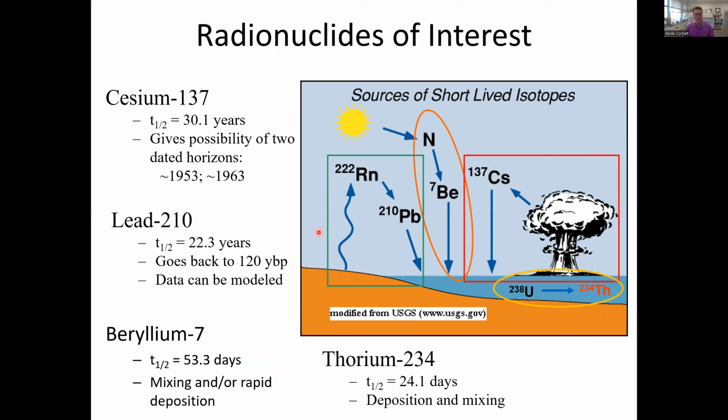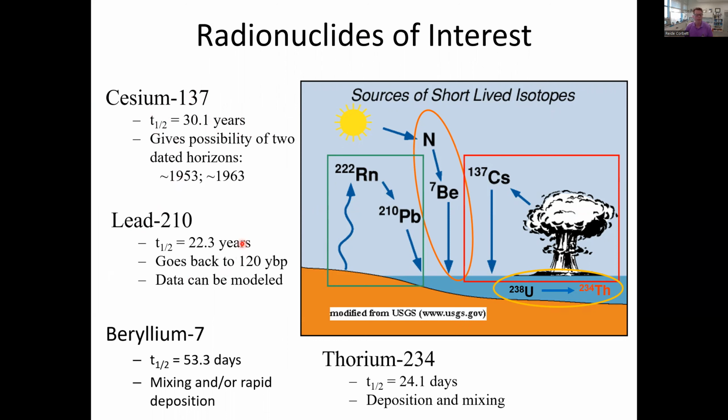And I'm going to talk about 4 different radionuclides, fairly short-lived, it's all relative, but the 4 nuclides I'm going to talk about are cesium-137. This is man-made, introduced into the environment through testing of nuclear weapons. Cesium-137 has a half-life of 30.1 years, ultimately gives 2 geochrono horizons, right? 1953 and 1963. I'll come back to that in a little bit.